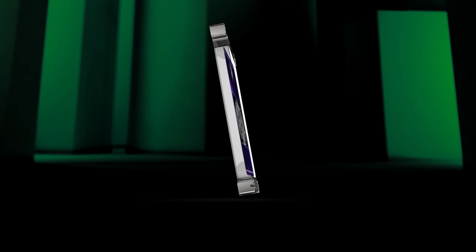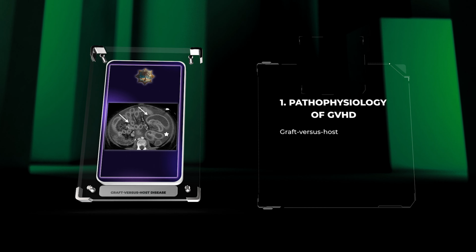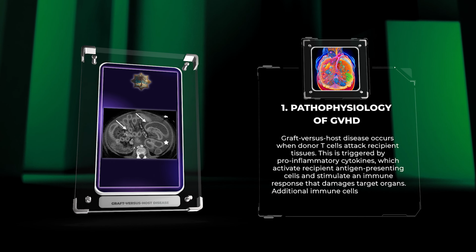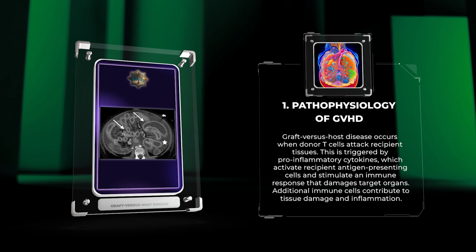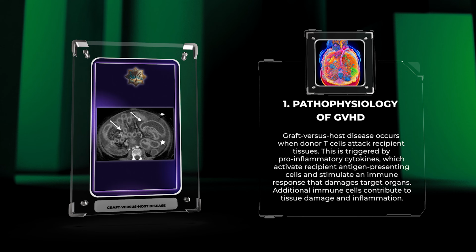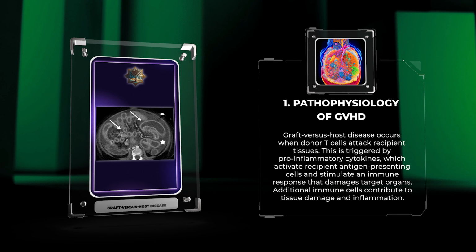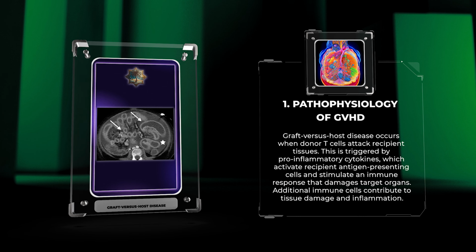Graft versus host disease occurs when donor T cells attack recipient tissues. This is triggered by pro-inflammatory cytokines, which activate recipient antigen-presenting cells and stimulate an immune response that damages target organs. Additional immune cells contribute to tissue damage and inflammation.